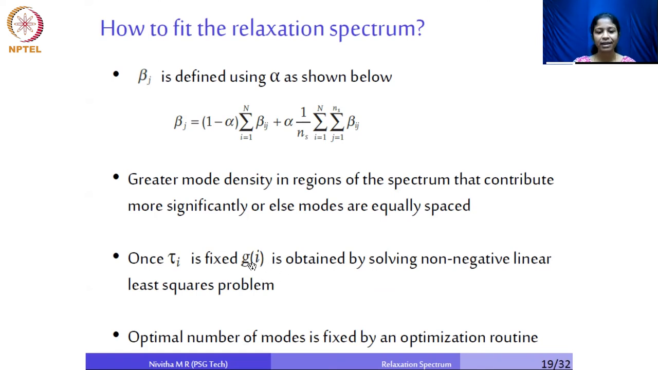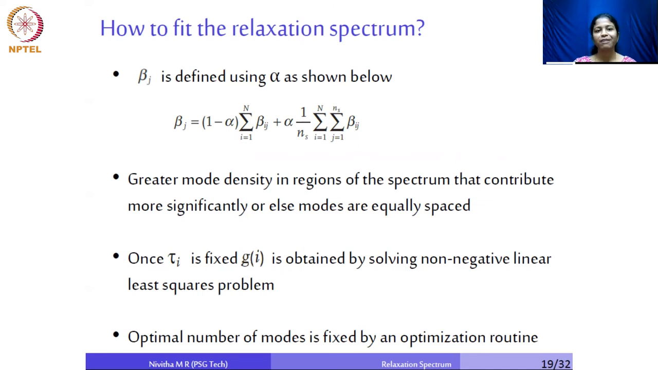So we fix bounds like that and then compute G of I. And then the optimal number of modes is iterated by using an optimization routine. Initially, there'll be some number of modes which are assumed, and then it would be optimized to calculate the optimal number of modes to explain this particular response, right? So this is the routine to compute relaxation spectrum based on the procedure explained by Takei and Schanberg.